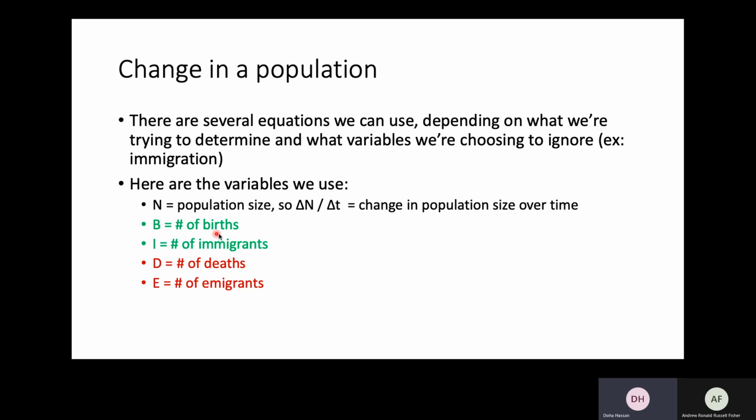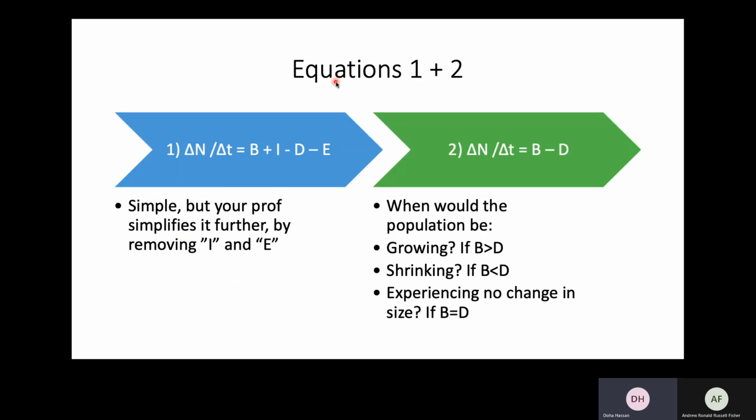Capital B is the number of births, capital I is the number of immigrants, capital D is the number of deaths, and capital E is the number of emigrants. Again, immigration increases a population size and emigration decreases a population size, which is why I have them in green and red respectively. And so let's get started with these equations. I just numbered them arbitrarily, in the order that they were listed in your slides, but they are not actually called equation 1 and equation 2.